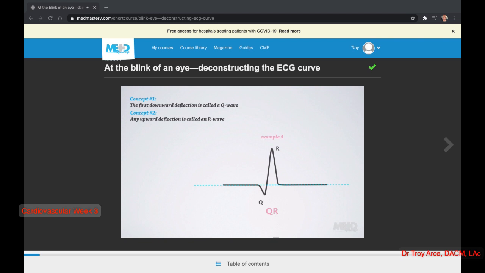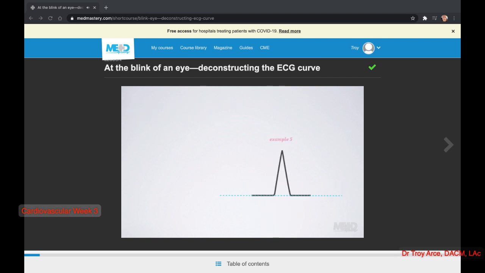Well, here we go. Example number 5. Again, pause the video and try for yourself. That was simple, wasn't it? There's only one concept that you have to use here, and that's concept number 2. Any upward deflection is called an R wave. But let me tell you one thing. This type of R wave is actually quite rare. Usually we would see a Q wave here or an S wave here, so you will only rarely see this type of R pattern.